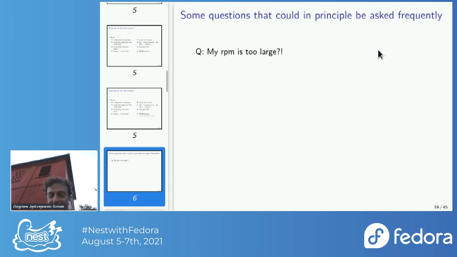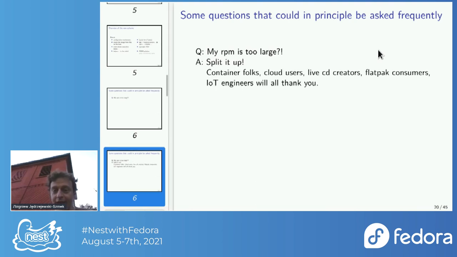So, I mean, people have been talking about this for a while, using an approach more like this. But the thing that comes up the most is that the resulting image would be too large. So I hope I'll have time for some Q&A at the end, but let me preemptively answer some possible questions now. If we have RPMs that are too large, then the answer is to split them up.